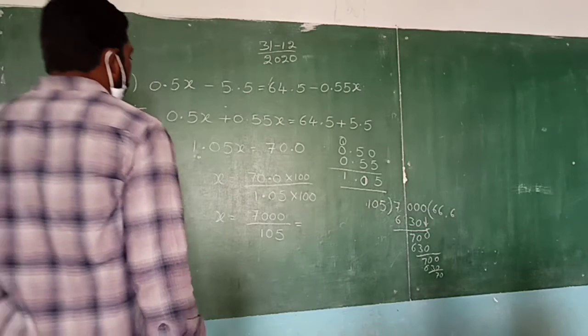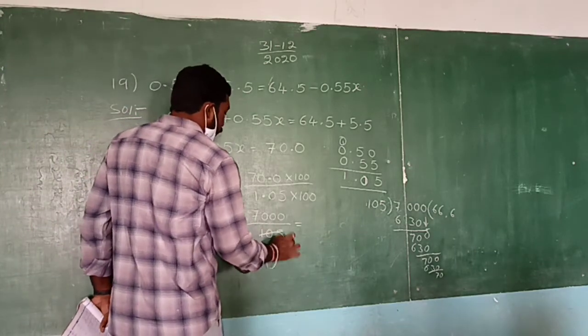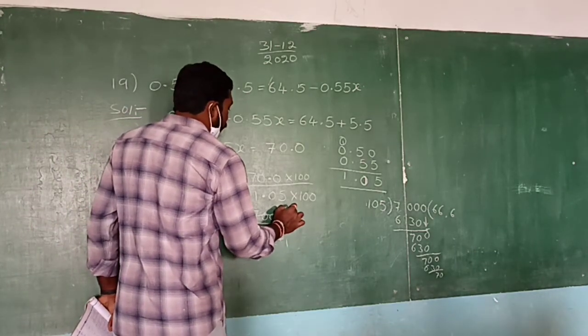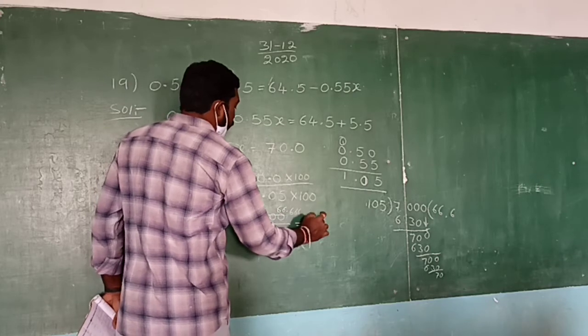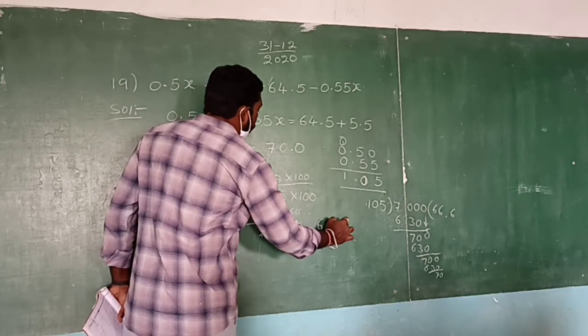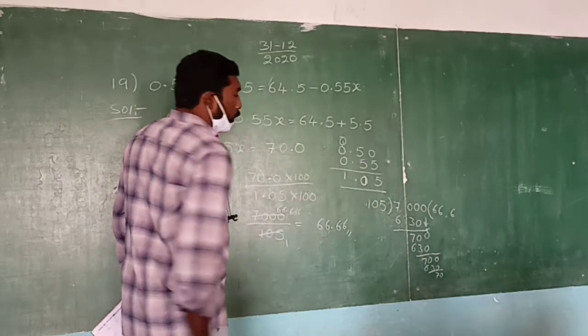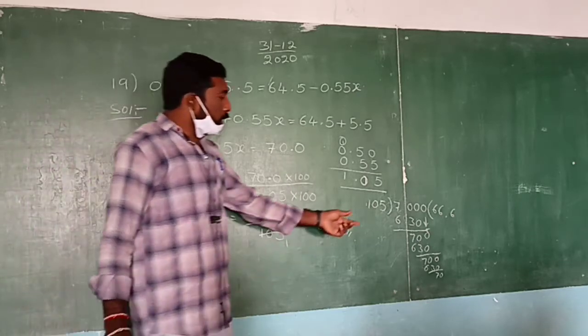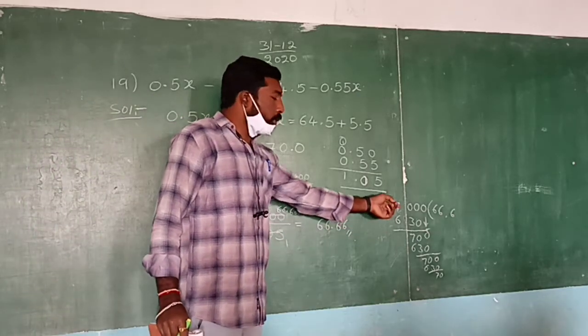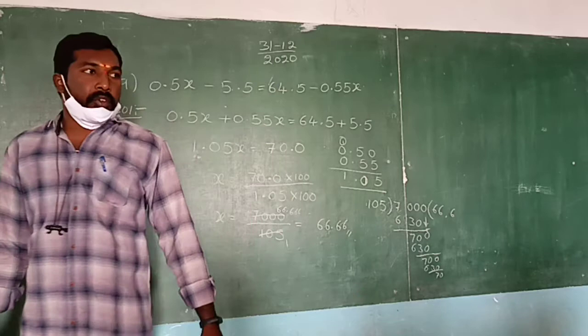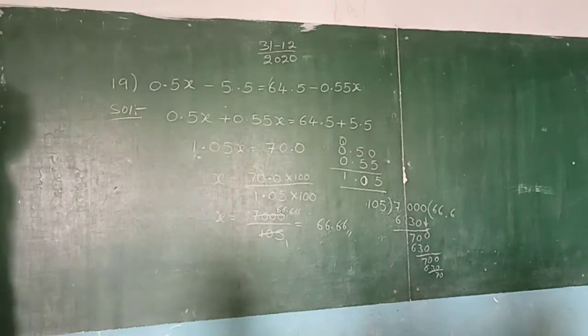Okay, now 105 table one time, 66.666 times. That means 66.66. Here there is a division of 105 and 7000. If you do not understand, note down the division also.